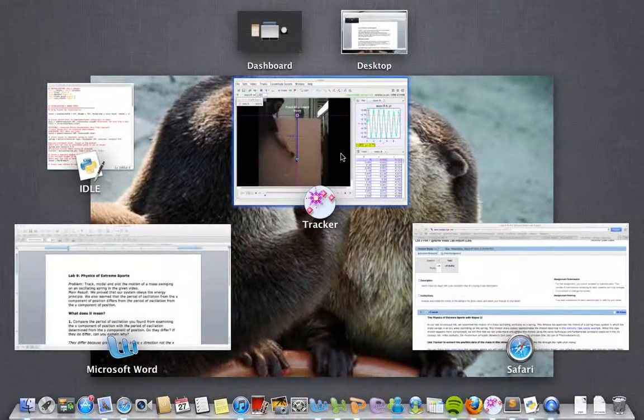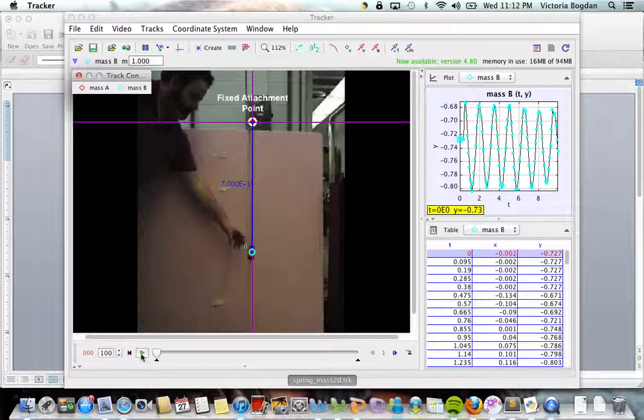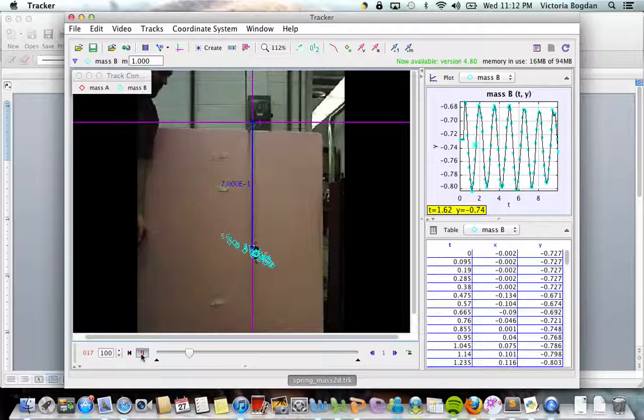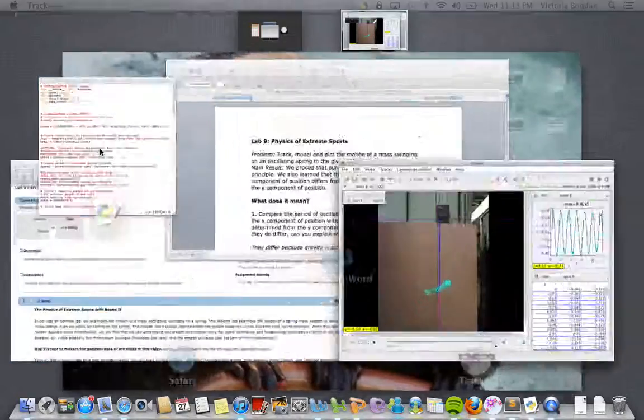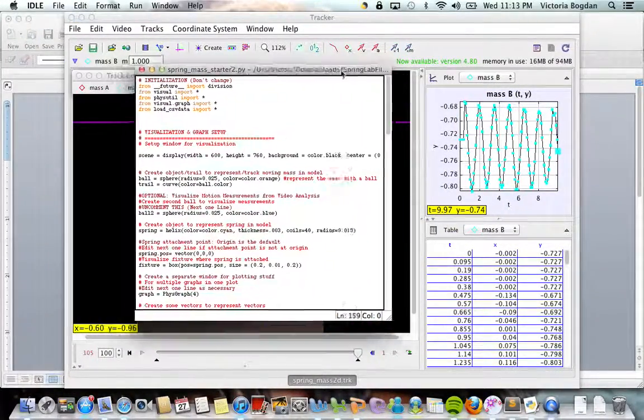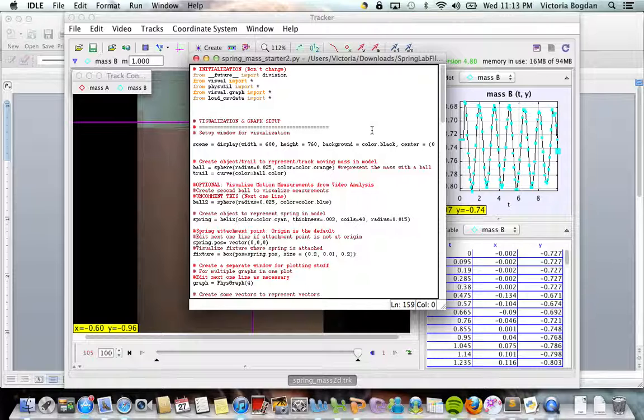This is a video that I tracked. And it gave me these coordinates, and I took them and I saved them in a CSV file, and I use this in my code so I can compare side by side what I've tracked to the model.